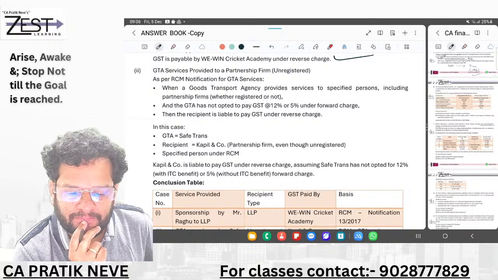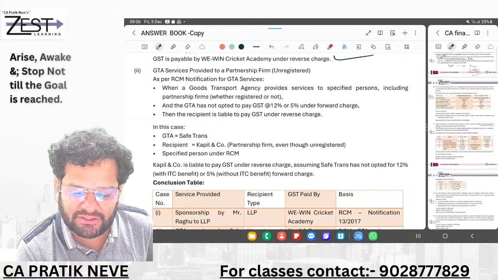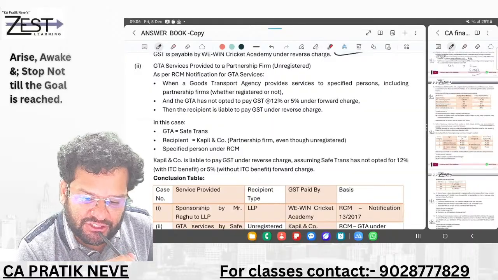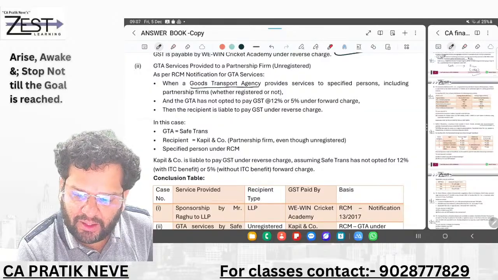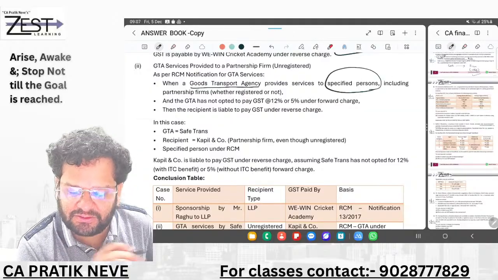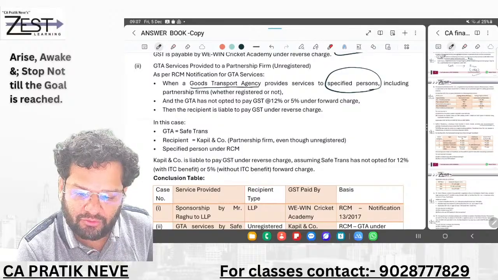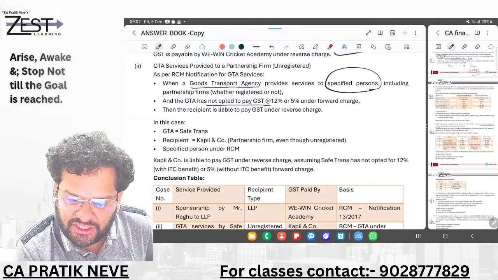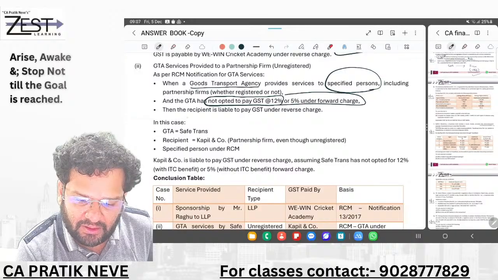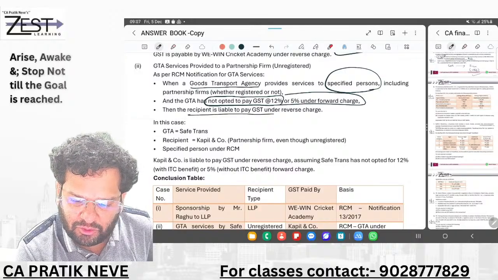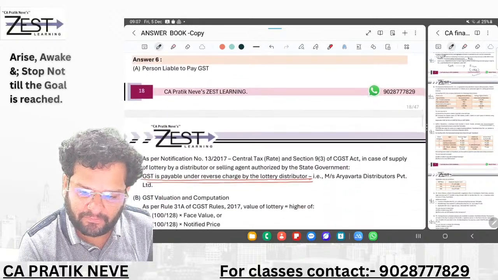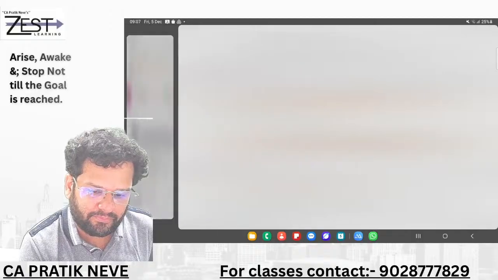No. Who told you sponsorship is without consideration? It is with consideration. Then, when a GTA provides services to specified persons, including firms, whether registered or not, and the GTA has not opted for 12% or 5% under FCM, then the recipient is liable to pay GST under reverse charge. That way.